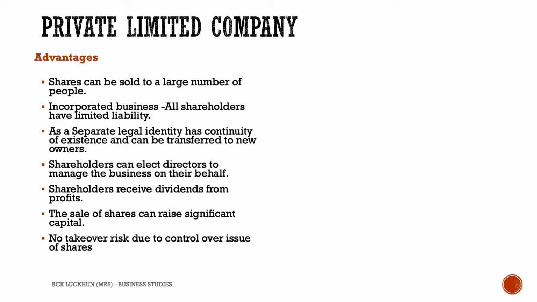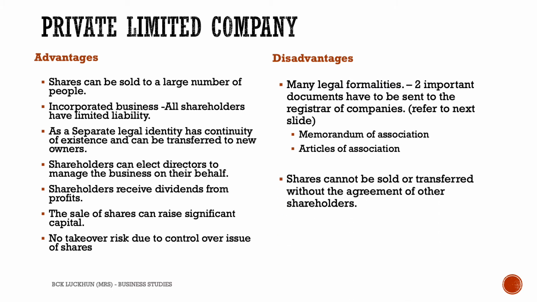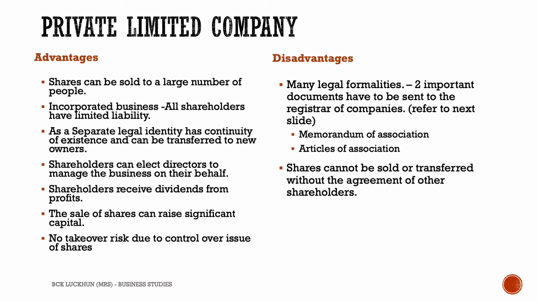The disadvantages are there are many legal formalities. That is, it is complicated to set up. There are two important documents that have to be sent to the registrar of companies, and they are the Memorandum of Association and Articles of Association. We will be looking at these two important documents in the next slide. Shares cannot be sold or transferred without the agreement of other shareholders. There is less secrecy, that is, the accounts will be published.